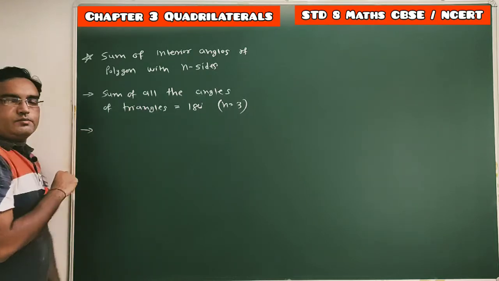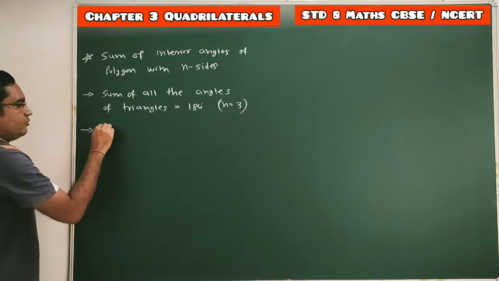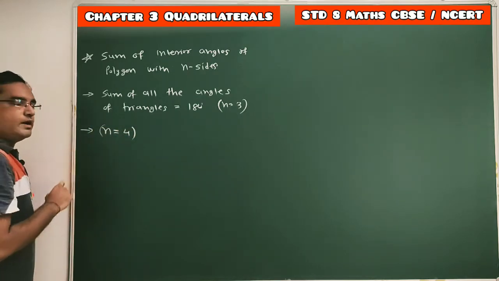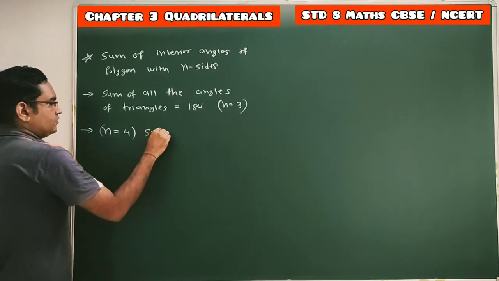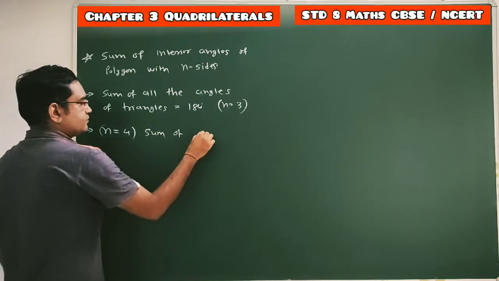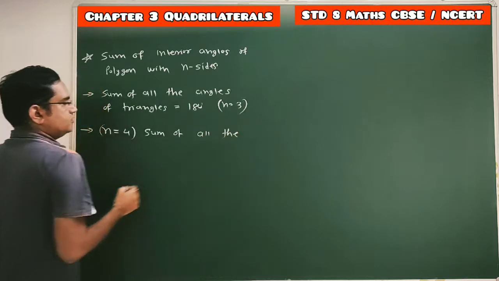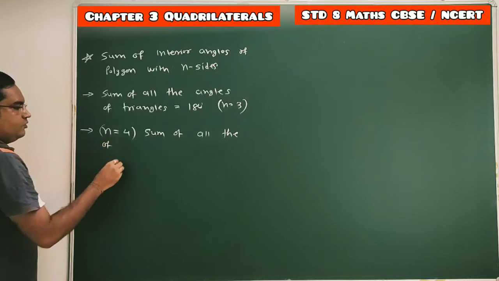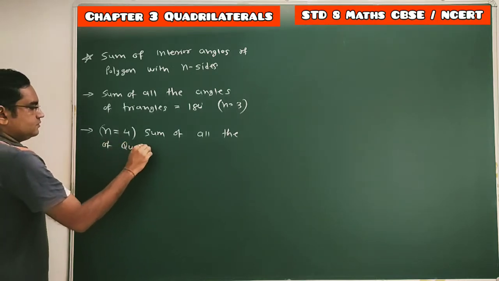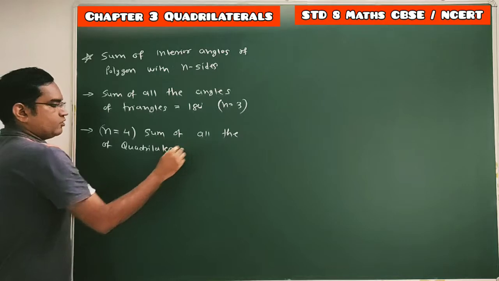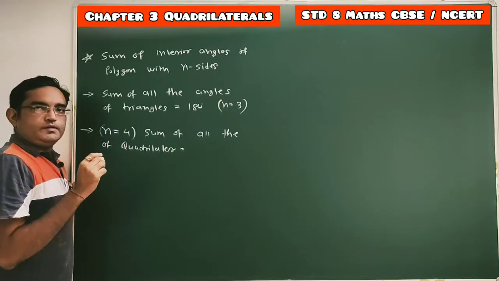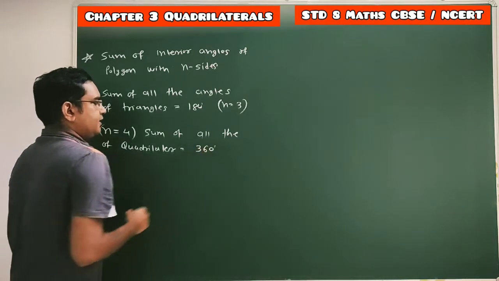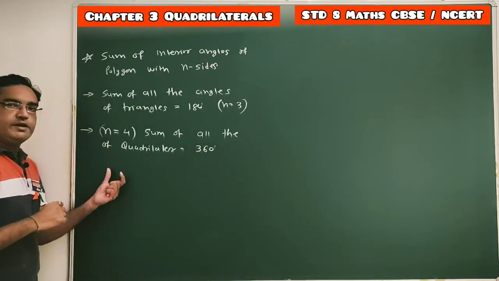And the angle sum property of a quadrilateral, which means the number of sides is 4. So the sum of the measures of all the interior angles of a quadrilateral is always 360 degrees. There we also derived it.